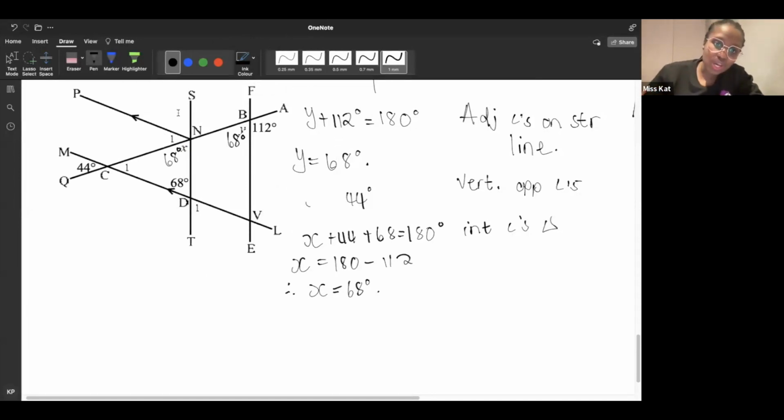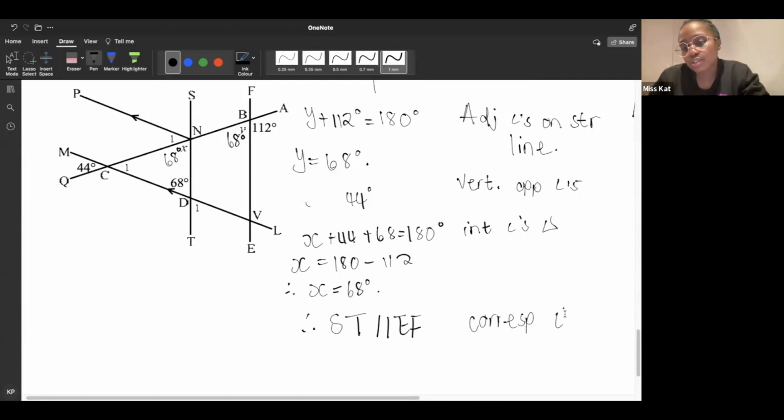So if they say to you, prove that these lines are parallel, you're going to have to prove that the angles are equal, without using the parallel lines. So that we can say, therefore, line ST is parallel to line EF because the corresponding angles are equal. That was beautiful.